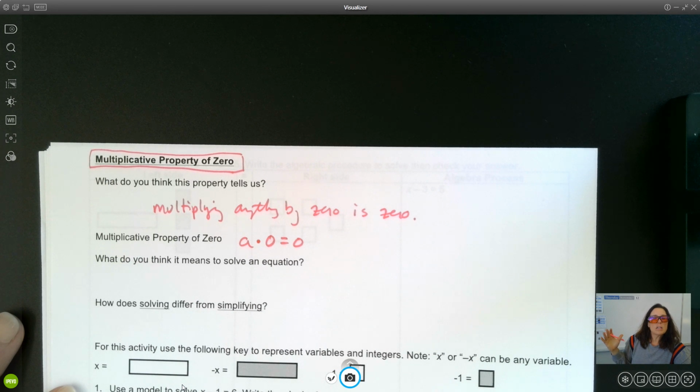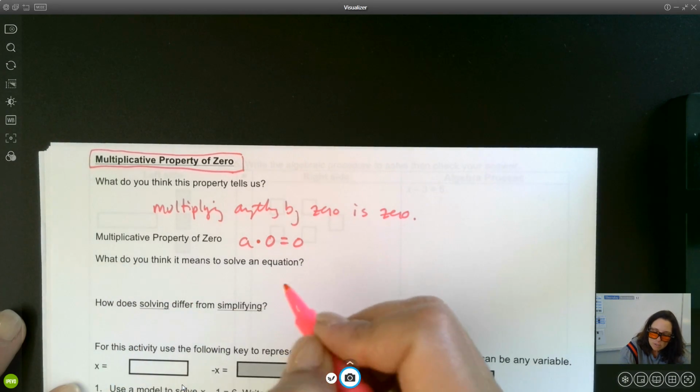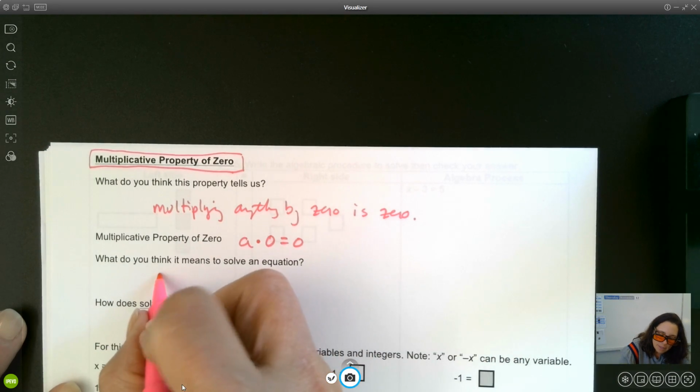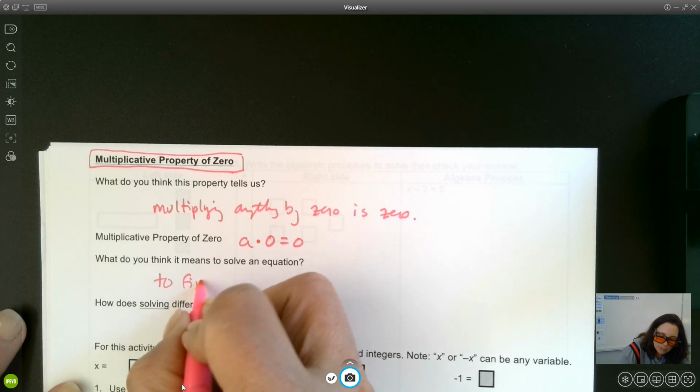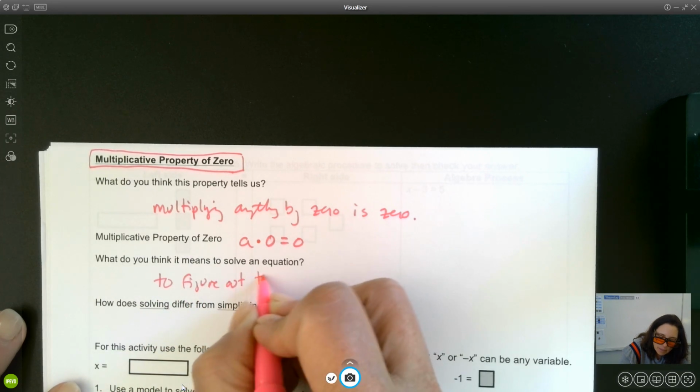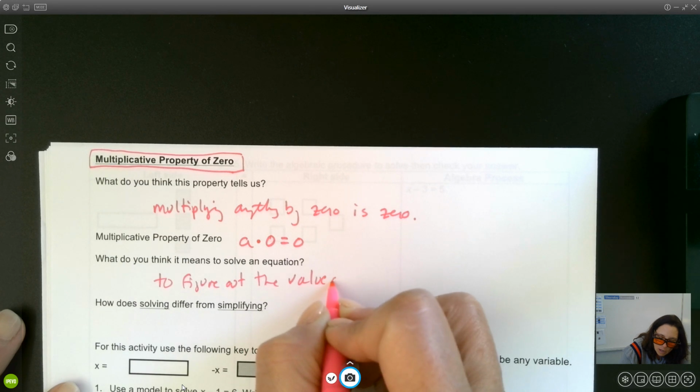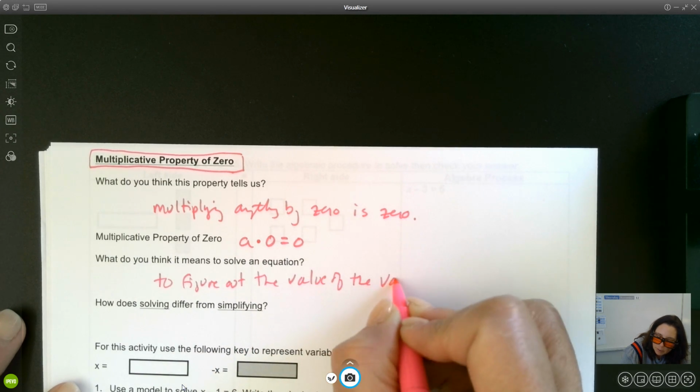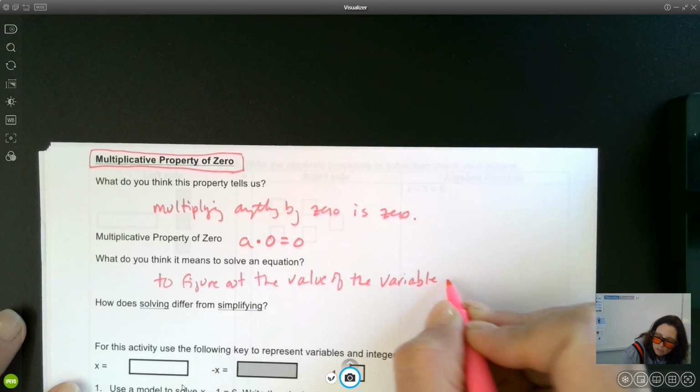Okay, now let's start talking about solving equations. We're going to be using these properties in order to do so. Okay, what do you think it means to solve an equation? It just means to figure out the value of the variable in the equation.